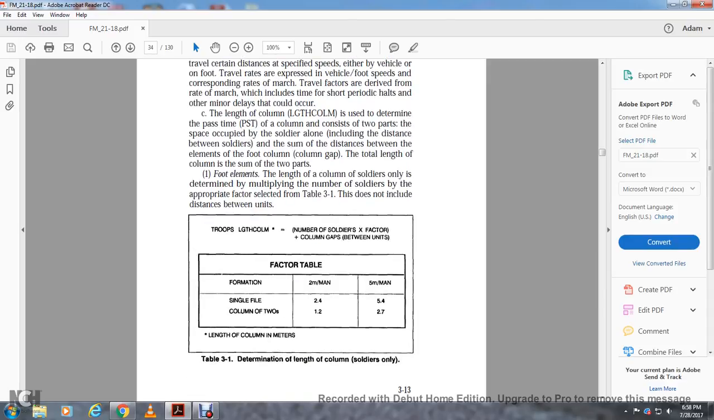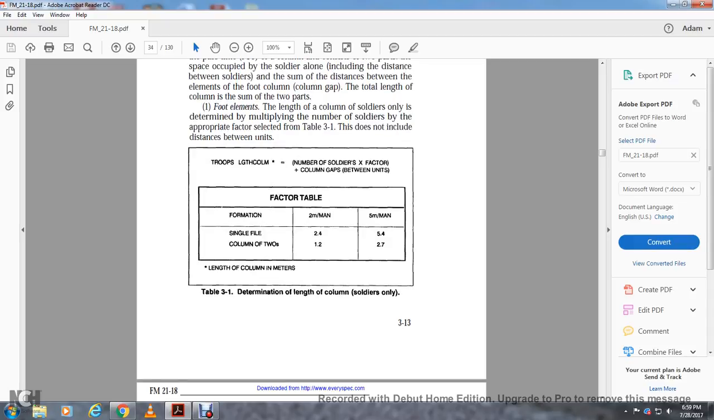For foot elements, the length of the column for soldiers only is determined by multiplying the number of soldiers by the appropriate factor selected from table 3.1, which does not include the distance between the troops. The length of the column equals the number of soldiers times the factor, plus the column gaps between the units. The factor formations are: second man, 2-man and 5-man columns, with ranges of 2.4 to 5.4 and 1.2 to 2.7. The length of the column is in meters.